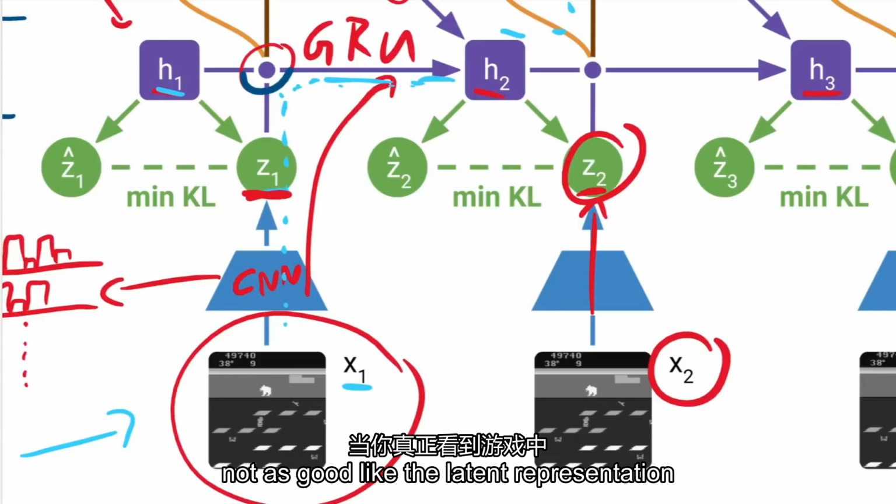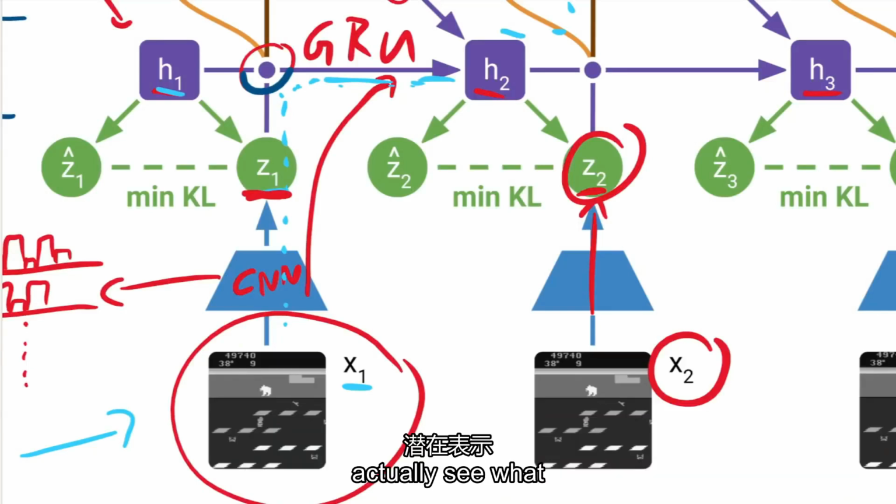Like, the latent representation is going to be much better when you actually see what happens in the game. However, in order to do dream reinforcement learning, we need to be able to completely detach from the observations. And that's why we also predict at the same time. We predict the same variable, but without seeing the observation.